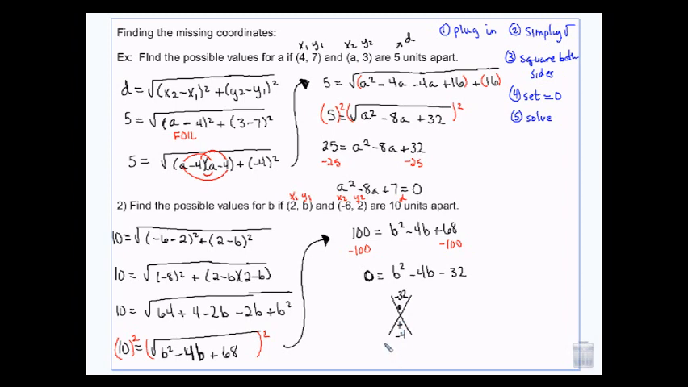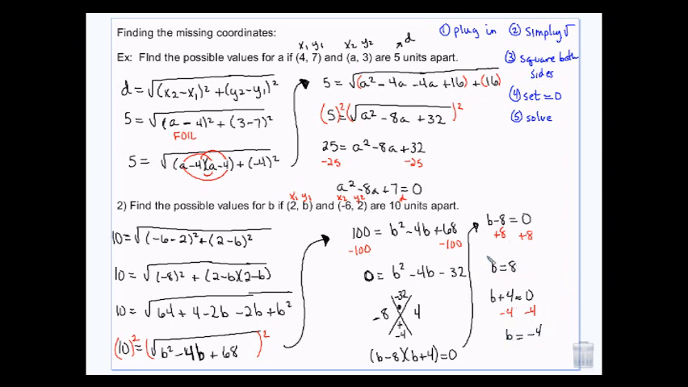So let's start thinking about things that multiply to make 32. 8 and 4. And if I have one positive and one negative, right? It'd be a negative 8. So this is going to be b minus 8, b plus 4 equals 0. I got it. And I'm going to split those up and set them each equal to 0. So you get your positive 8 and your negative 4.